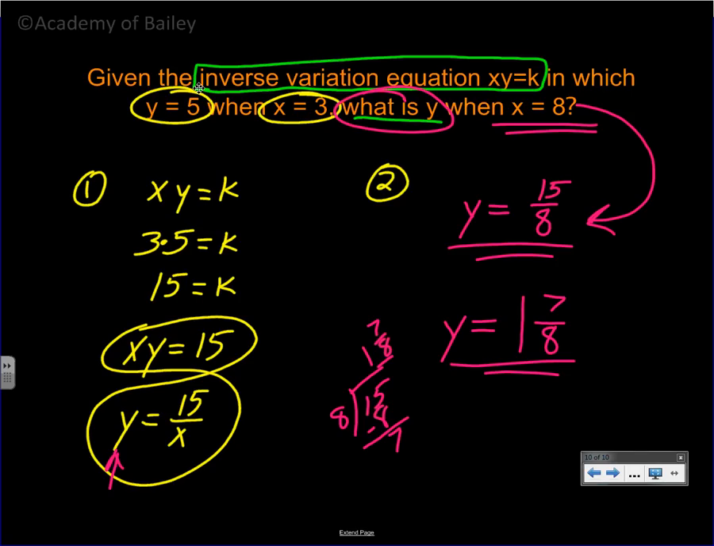Well, that is all we have for inverse and direct variation. The most important element of this is to remember your equations, and everything goes smoothly after that.